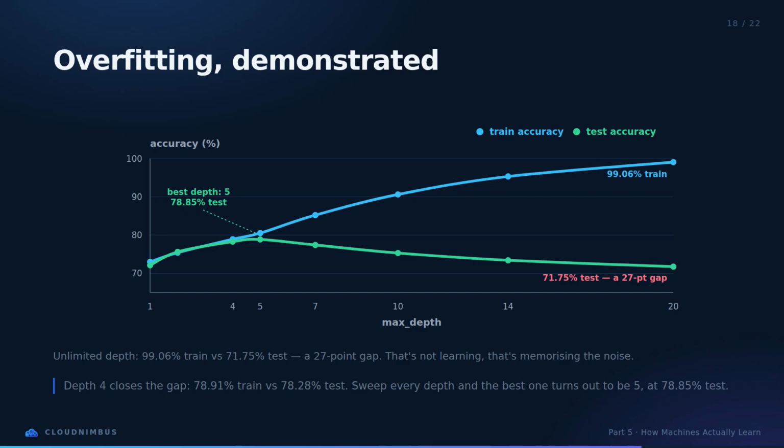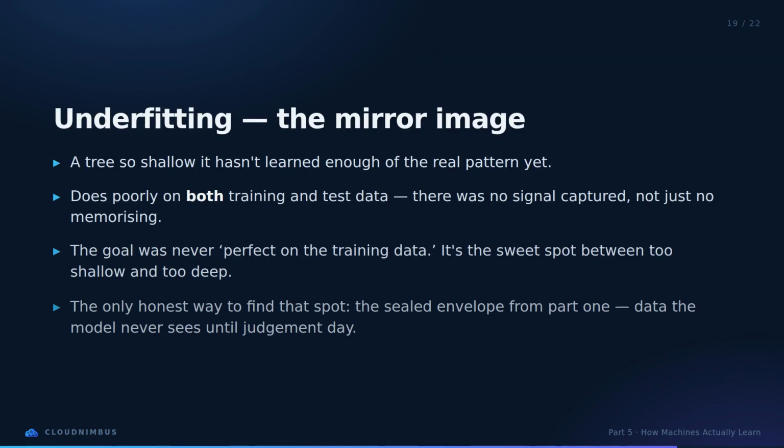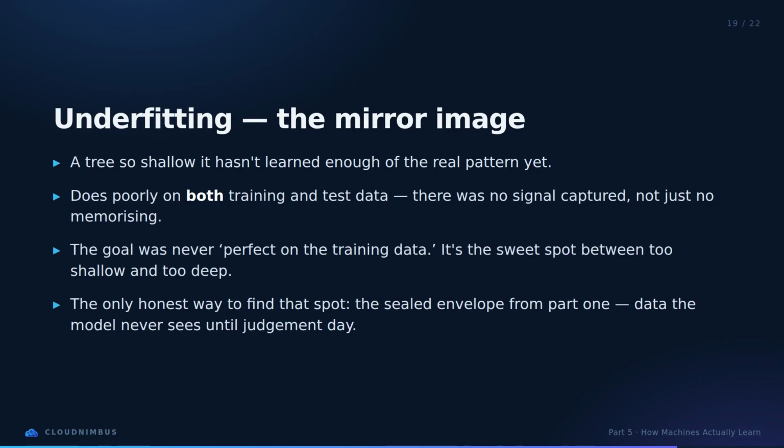Sweep every depth from 1 to 20, and you can watch the whole story unfold in one picture. Training accuracy climbs steadily toward 100% as the tree is allowed to grow deeper, pure memorization. Test accuracy rises for a while as the tree learns genuine patterns, peaks, and then actually falls as extra depth starts fitting noise instead of signal. In our sweep, the best depth turns out to be 5, at 78.85%.